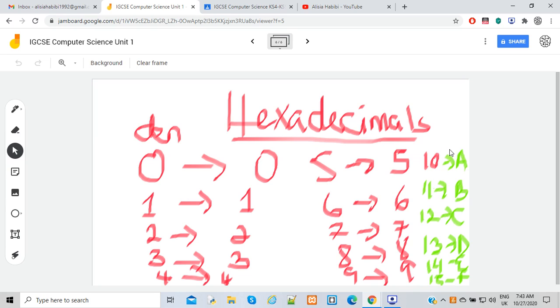10, which is a denary or decimal number, is represented as an A. 11 is represented as a B in hexadecimal. 12 is represented as a C. 13 is represented as a D. 14 is an E, and 15 is an F.